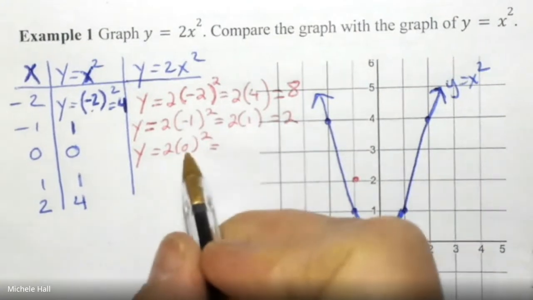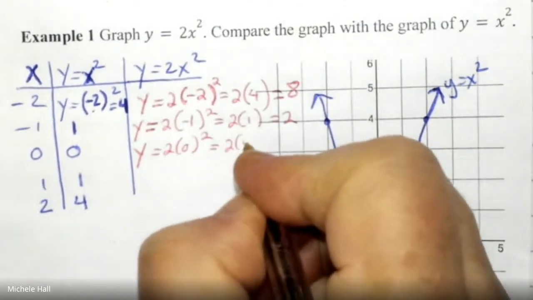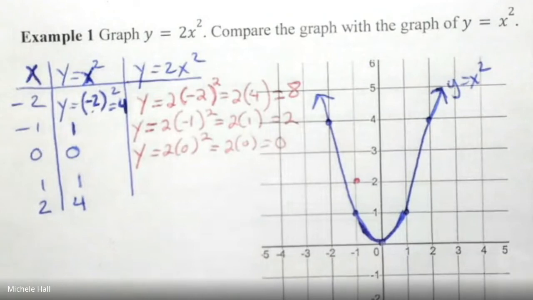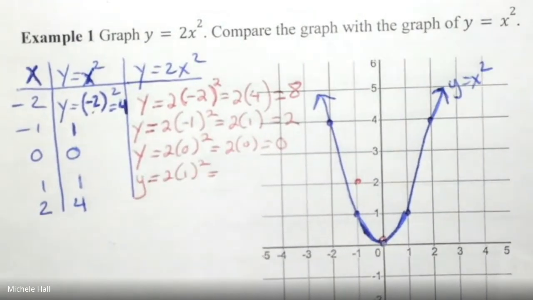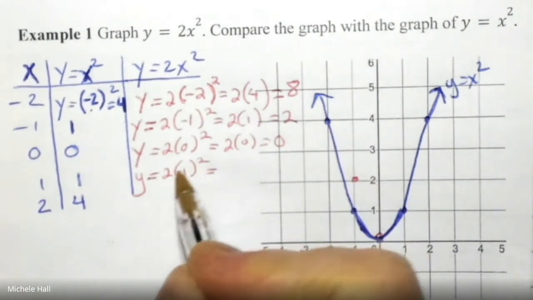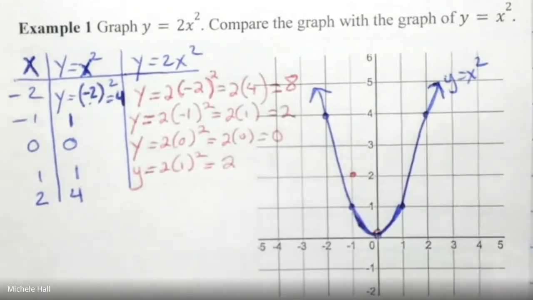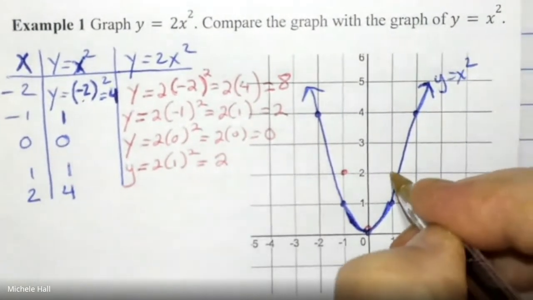Zero squared is 0, and 2 times 0 is 0. When x is 0, I also got that y was 0. When x is 1, we get that 1 squared is 1 times 2 is 2. When x is 1, I get 2.